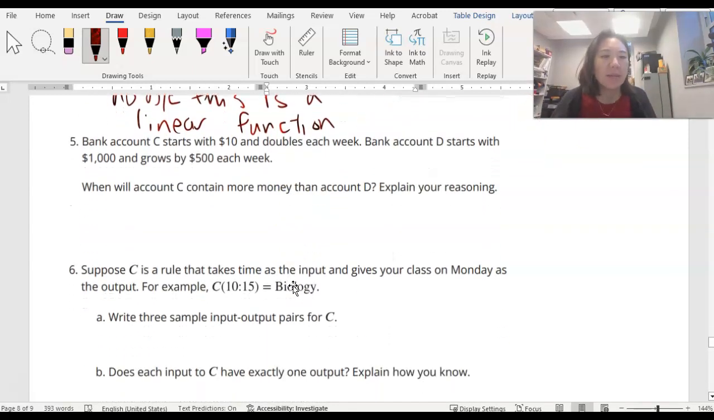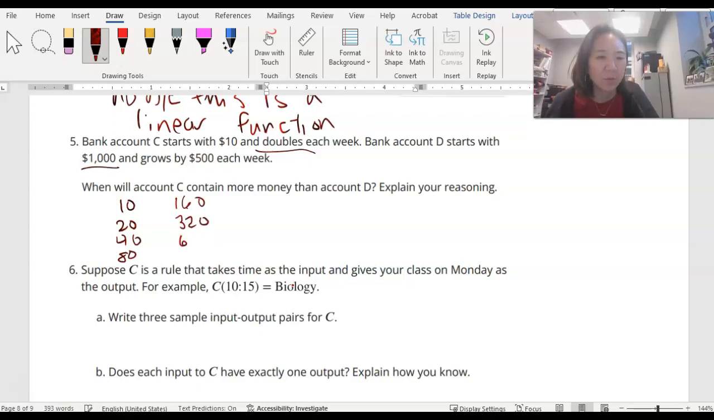Number 5 says bank account C starts with $10 and doubles each week. Bank account D starts with $1,000 and grows by $500 each week. When will account C contain more money than account D? Explain your reasoning. So if I were to start with $10 and then I double each week, I'm going to go to 20, 40, 80, 160, 320, 640, etc., right?